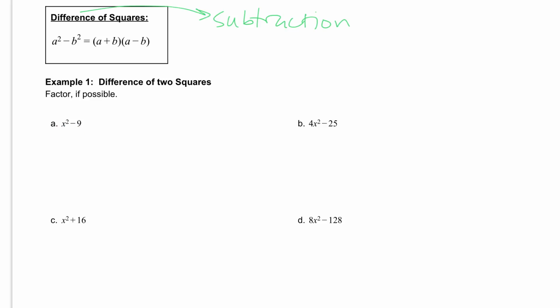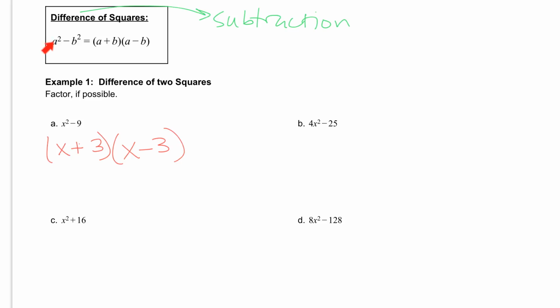Remember, a perfect square is something multiplied by itself. So x squared is a perfect square. It comes from x times x. 9 is also a perfect square. It comes from 3 times 3. So that tells us that we can factor this into x plus 3 times x minus 3.